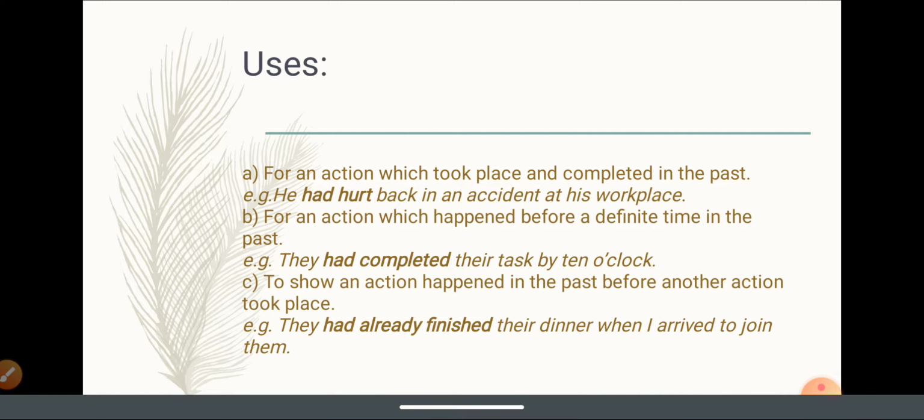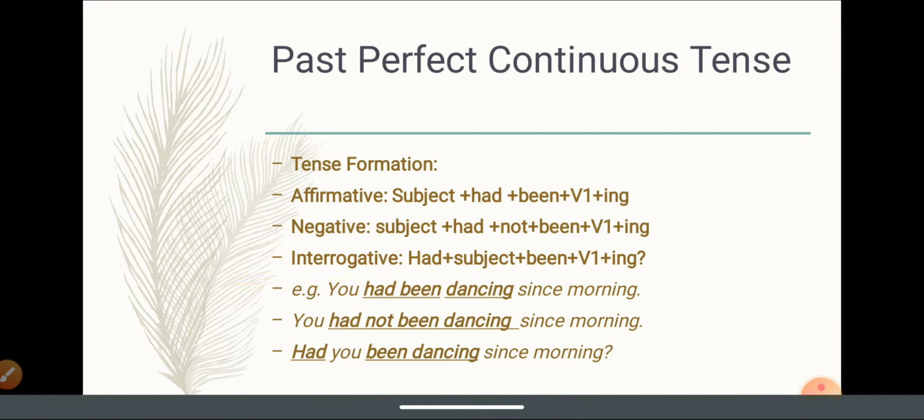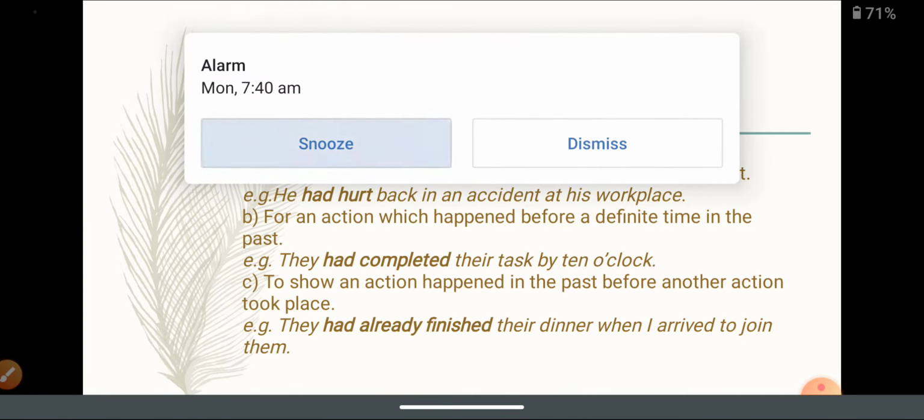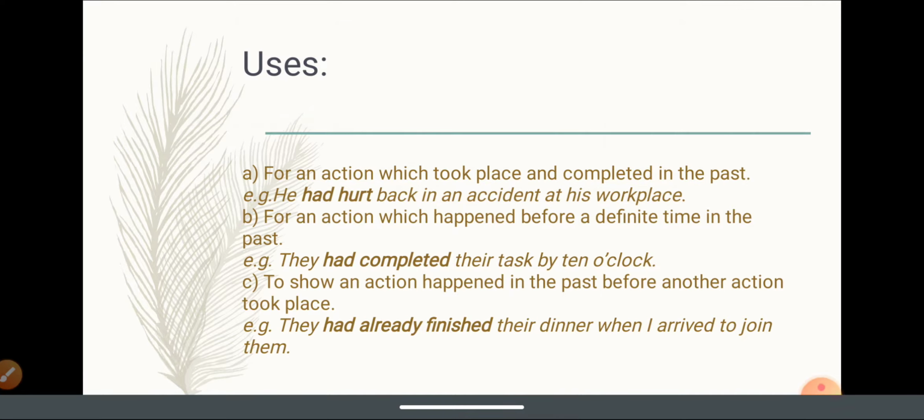For an action which happened before a definite time in the past. So when the task is given, before that time, the task was completed. This also can be shown in past perfect tense. So, they had completed their task by 10 o'clock.